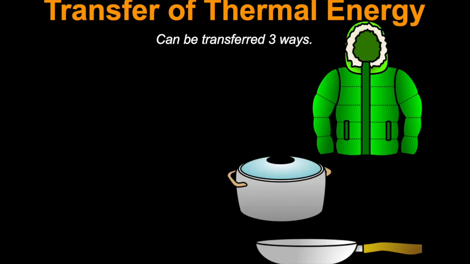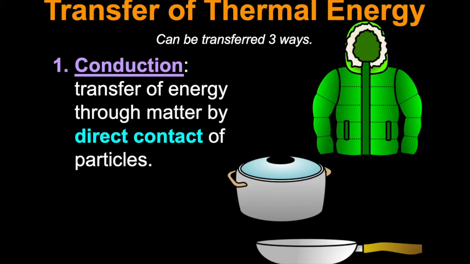Now we're going to talk about 3 specific ways that thermal energy can be transferred. The very first way, I guarantee you've heard of it last year. In fact, you've probably heard of the first 2 ways last year, but the first way is going to be conduction, and that is the transfer of energy through matter by direct contact of particles.